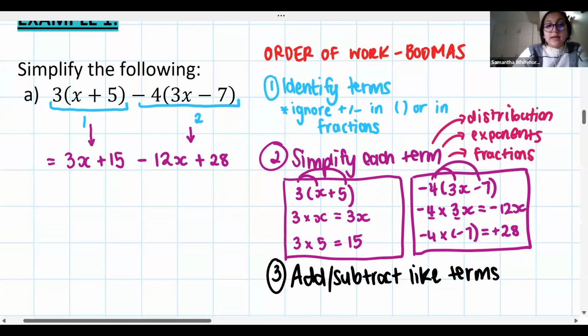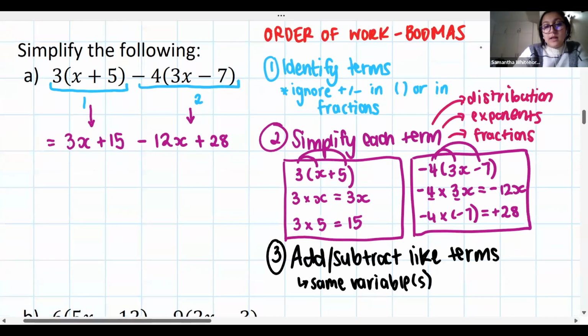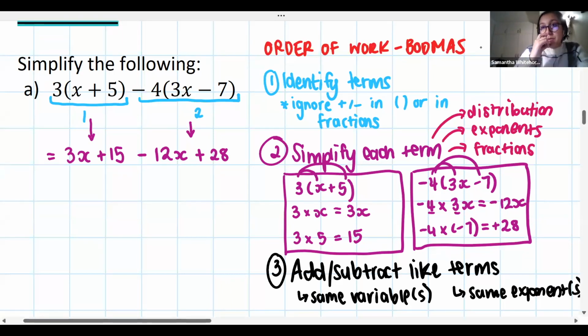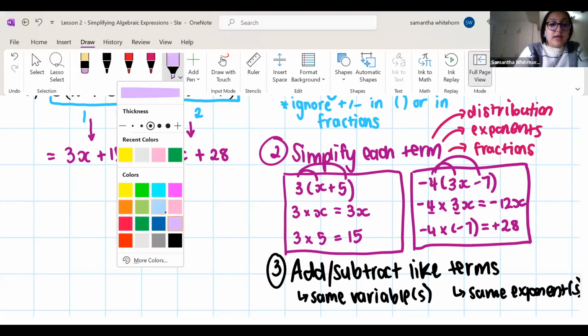Remember, guys, like terms have the same variable or groups of variables, as well as, oh, I'm running out of space, the same exponents. So as long as those things are the same, you have got like terms. So grab your highlighter, grab your colored pen, whatever you want to do, and let's highlight.